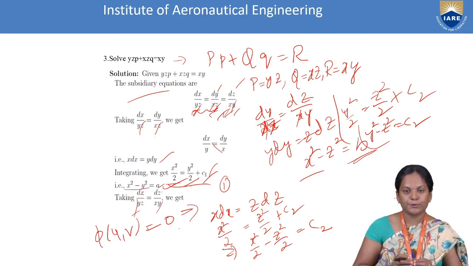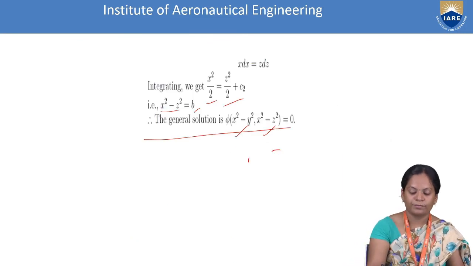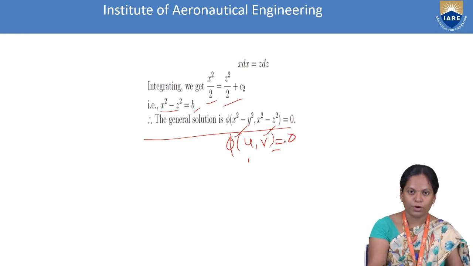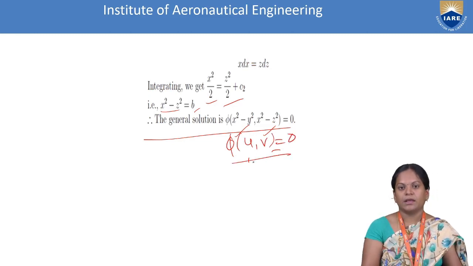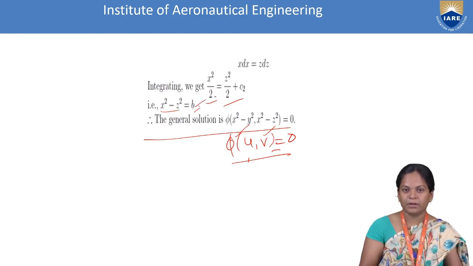So that's why we have to choose the equations either 1, 2 or 2, 3 or 1, 3. Based on that, we'll get two solutions. The first solution is u and the second solution is v. The general solution we write in the form phi of u comma v equal to 0, which will give the complete solution. If you find a and b separately, that will not give the solution. The complete solution is phi of u comma v equal to 0. So this is the solution of the given partial differential equation by the method of grouping. This method is nothing but Lagrange's method. Finding a solution of the partial differential equation is nothing but Lagrange's method.